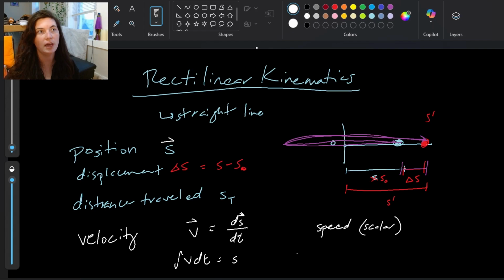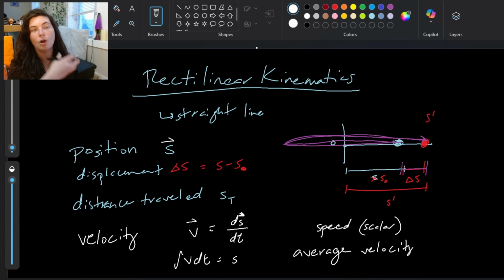But we can also calculate an average velocity. If we want to know what the velocity was over a certain amount of time, not just instantaneously wherever we're taking a snapshot in space, we might say, you know, what was the velocity over the duration of 5 seconds?